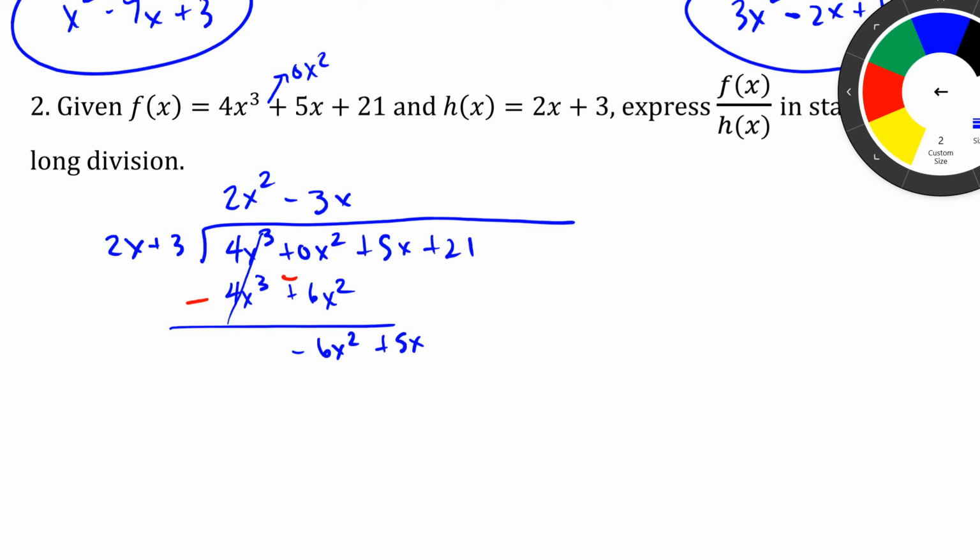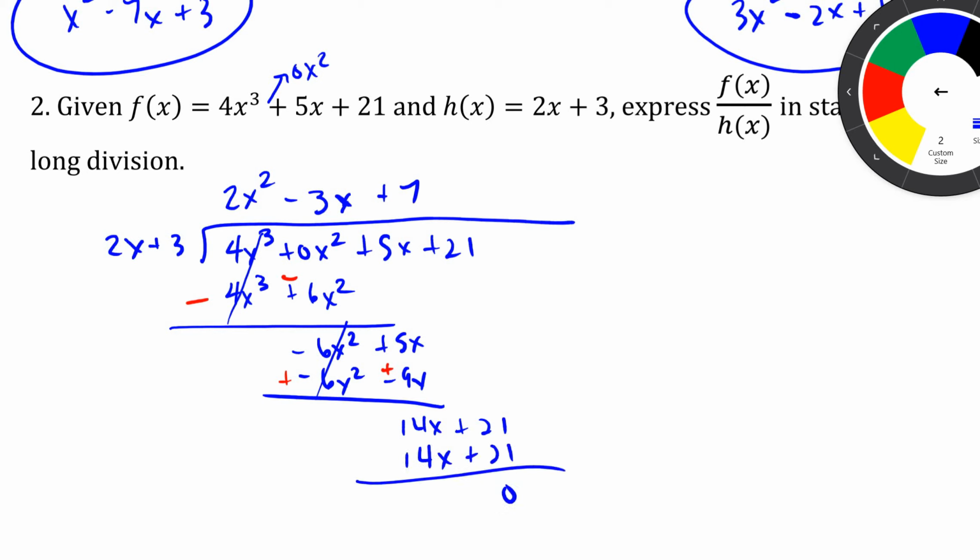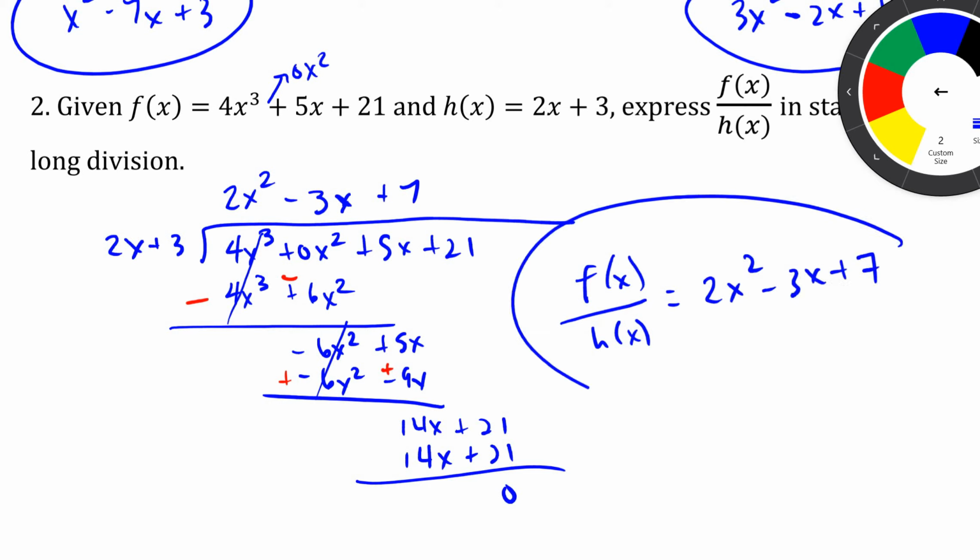Next term we need here is negative 3x. So I have negative 6x squared minus 9x. Again, we're subtracting, so the signs change. These cancel, and we're left with 14x plus 21. All right, so what multiplies by 2x to make 14x? Well, that's plus 7. So now we have 14x plus 21, no remainder. And then if we represent our function like they asked us to, we have our answer of 2x squared minus 3x plus 7.